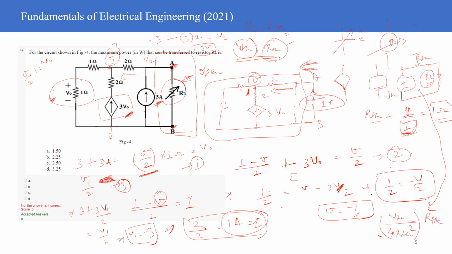I'm doing nothing new, it's I square into R, and I square is this quantity, and R is R Thevenin. So you just plug it in. The value of V Thevenin I have got is 3 volt, so 3 into 3 is 9, and then 4 into 1 into 1 is 4. So 9 divided by 4 is 2.25. So this is answer B which you are getting, and this is the correct answer. This is how you proceed.